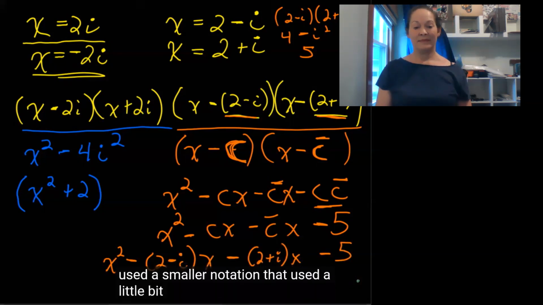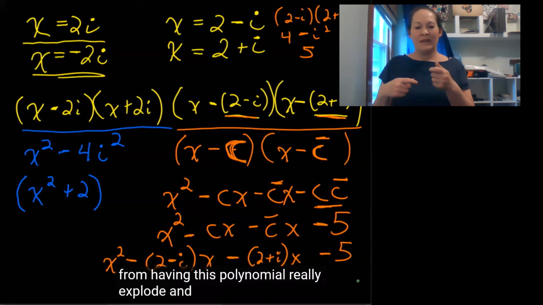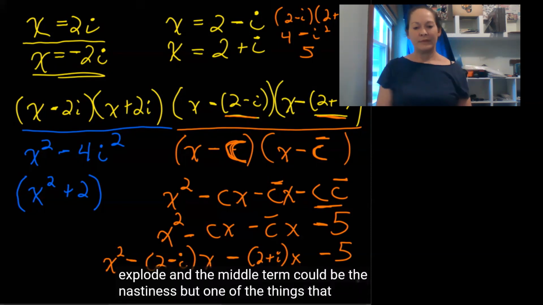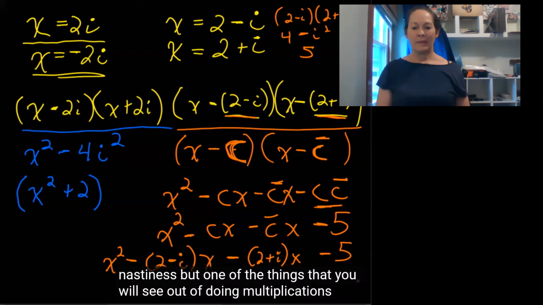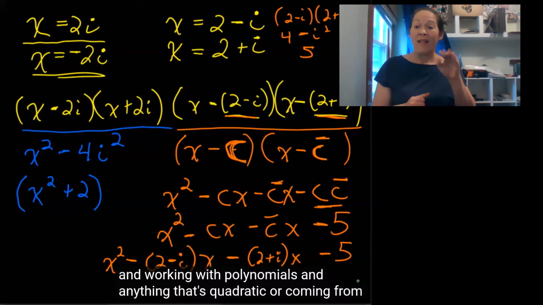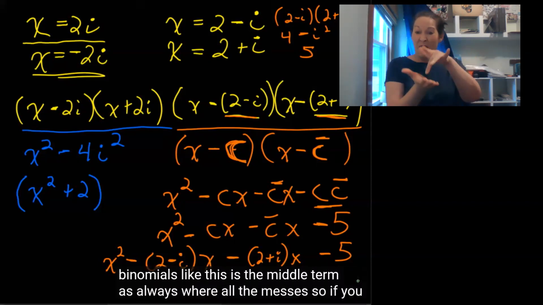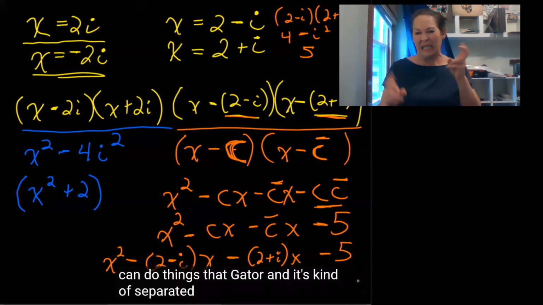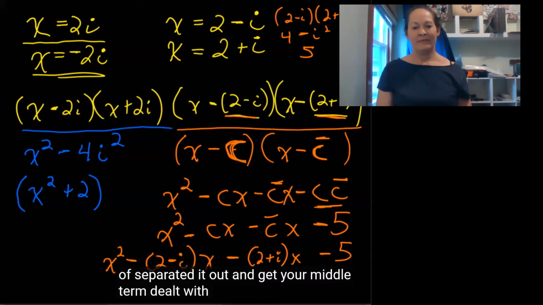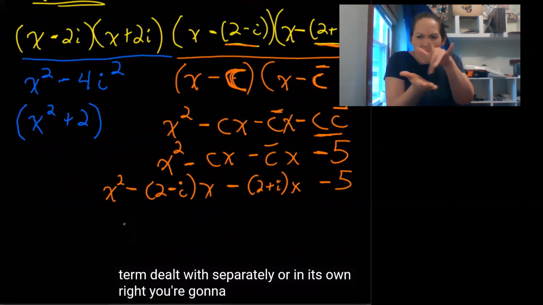So what I did is I used a smaller notation, a little bit of substitution to save me from having this polynomial really explode, and the middle term could be the nastiness. But one of the things that you will see doing multiplications and working with polynomials and anything that's quadratic or coming from binomials like this is the middle term is always where all the mess is. So if you can get your ends separated out and get your middle term dealt with in its own right, you're going to be good.